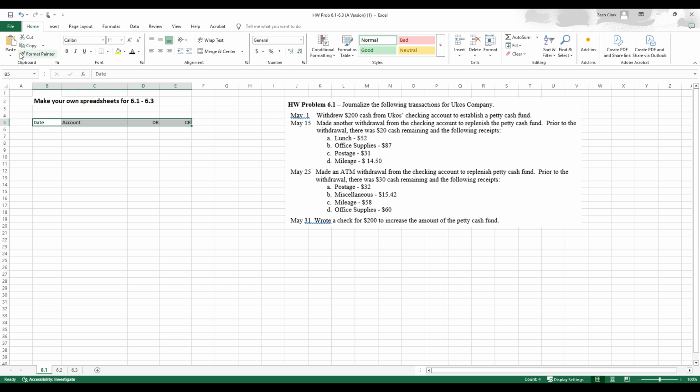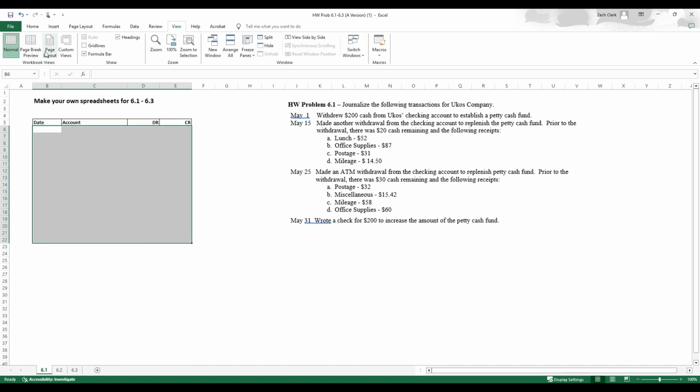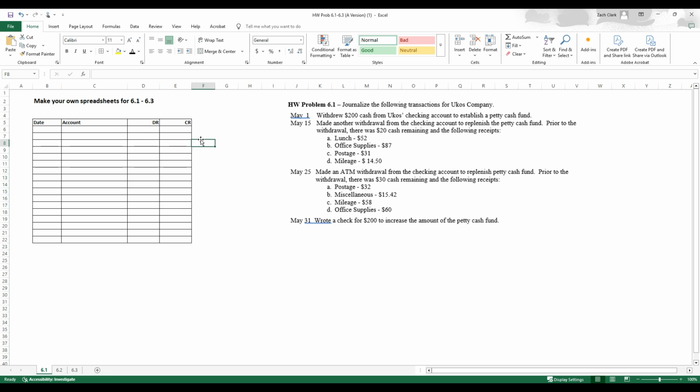So for our journal entries, we've got these components here, and let's just put some formatting in. Okay, so on May 1st, it says we withdrew 200 cash from our checking account to establish the petty cash fund. So we take it out of our main business checking account and have cash on site, like I said, as a petty cash fund here. So that was on May 1st. Oh, not March 1st, May 1st. But let me change that.